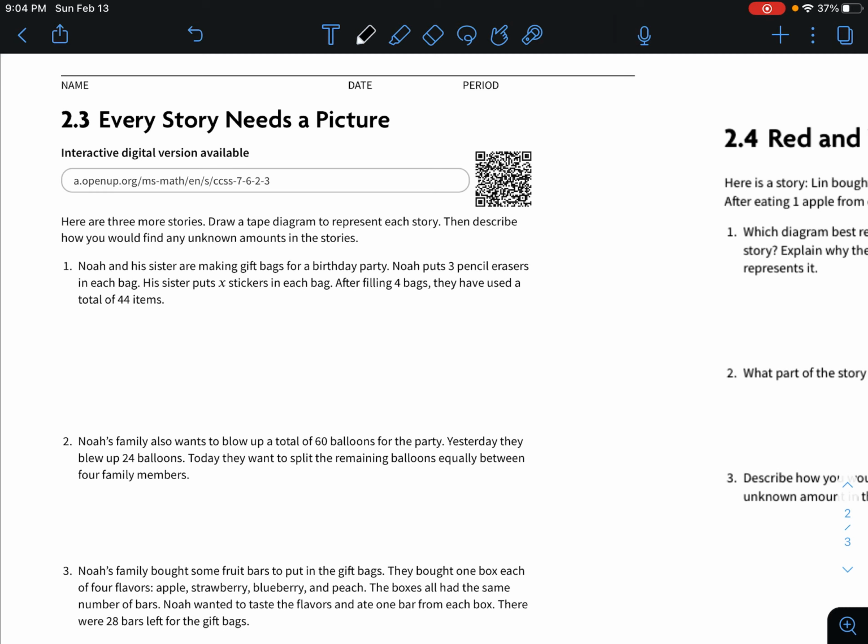So we're given a story. Now we need to create a tape diagram that represents these situations. It says Noah and his sister are making gift bags for a birthday party. Noah puts 3 pencil erasers in each bag. His sister puts X stickers in each bag. After filling 4 bags, they have used a total of 44 items. So the number of items total would be 44.